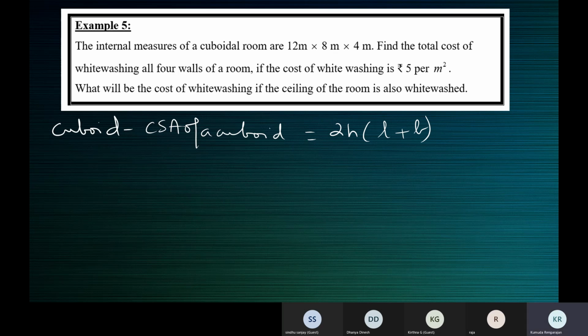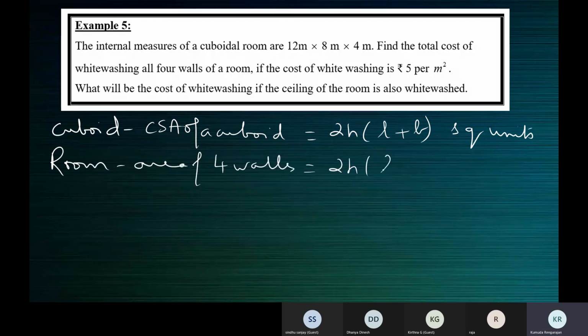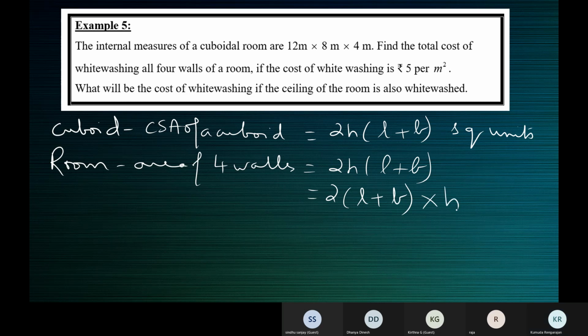Curved surface area of a cuboid is 2H into L plus B. We just derived it, in square units. When you call it a cuboidal room, then it's the area of 4 walls, equal to the same thing, 2H into L plus B. You can also write this as 2 into L plus B into H. 2H into L plus B can be written as 2 of L plus B into H. Now, what is this 2 of L plus B?